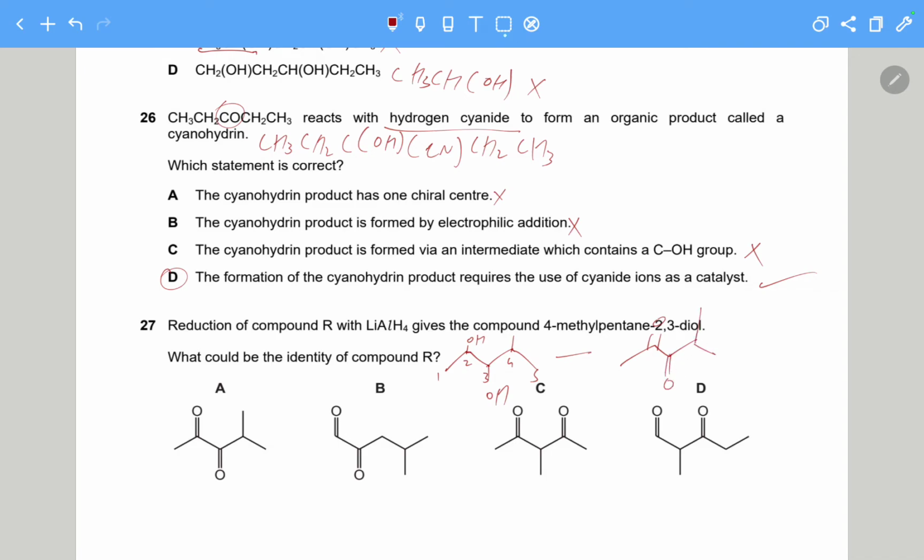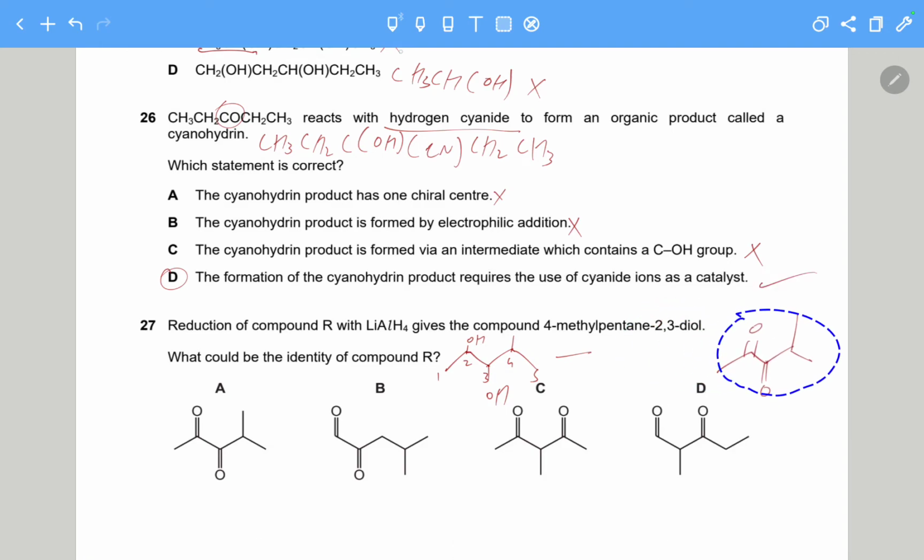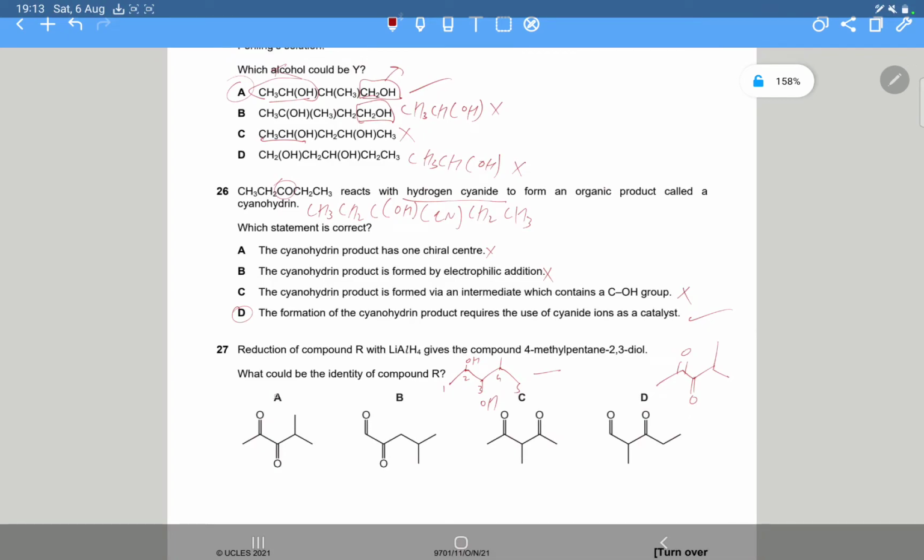So this is the starting material. I'll move it so that you can see it more clearly. Right here. This is the starting material. It gets reduced by lithium aluminium hydride to give 4-methyl pentane 2,3-diol, and we know what the answer should be. We look at all these options, and the only option that is correct is A.